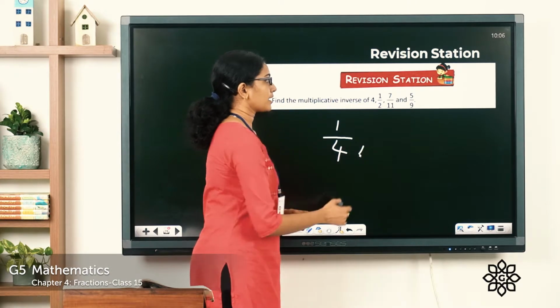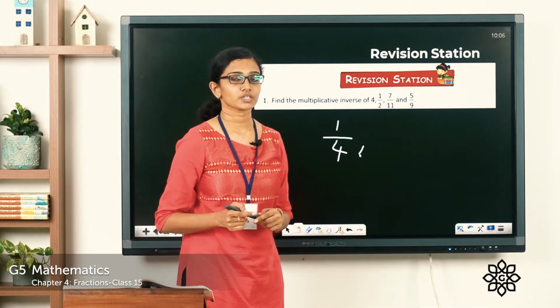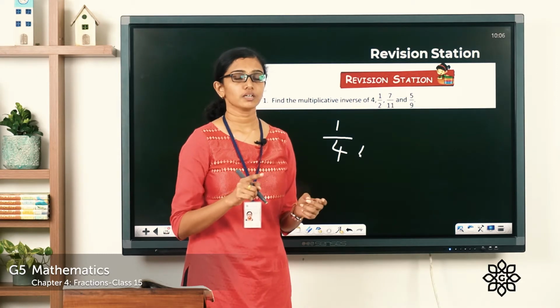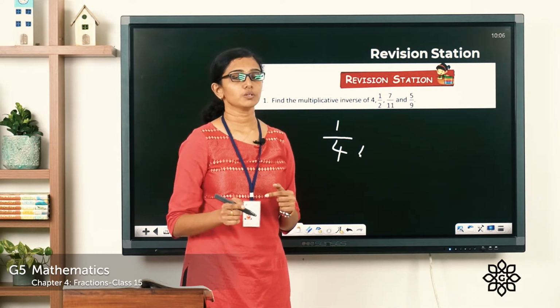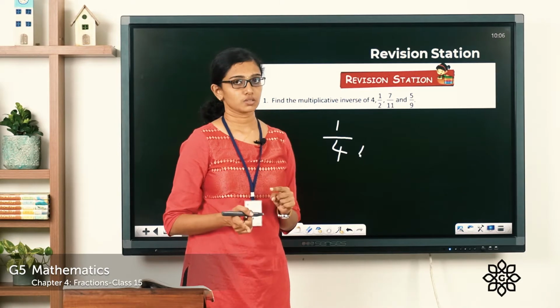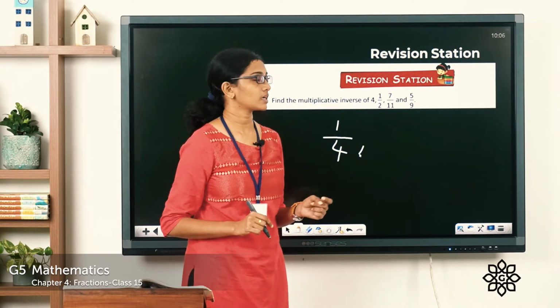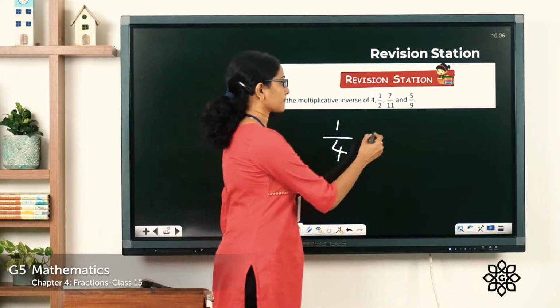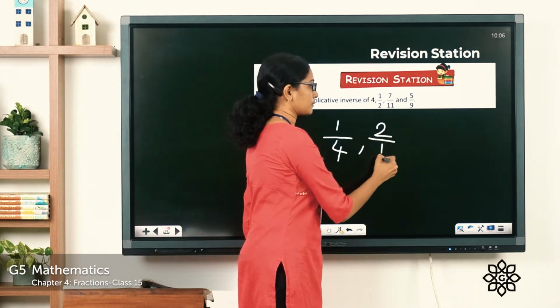Now what about 1 by 2? 1 by 2 is a fraction. The multiplicative inverse of a fraction, in general, a fraction a by b will be b by a. Just swap the numerator and the denominator. So the multiplicative inverse of 1 by 2 will be 2 by 1.